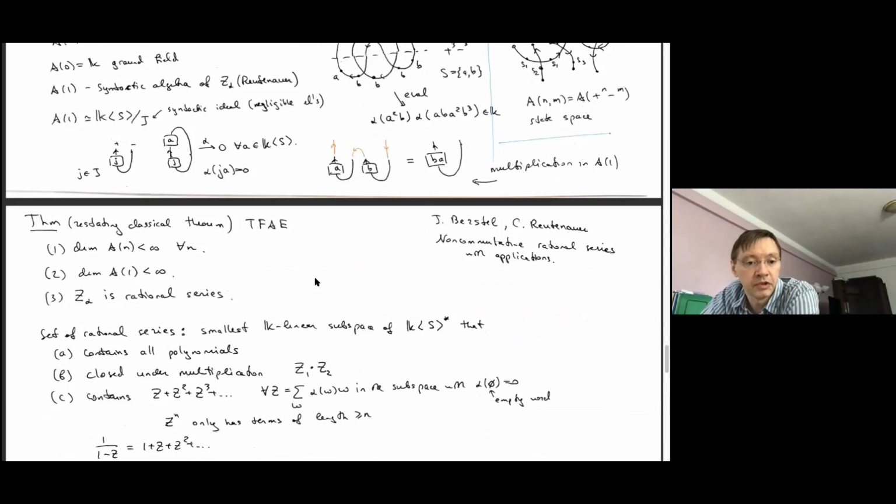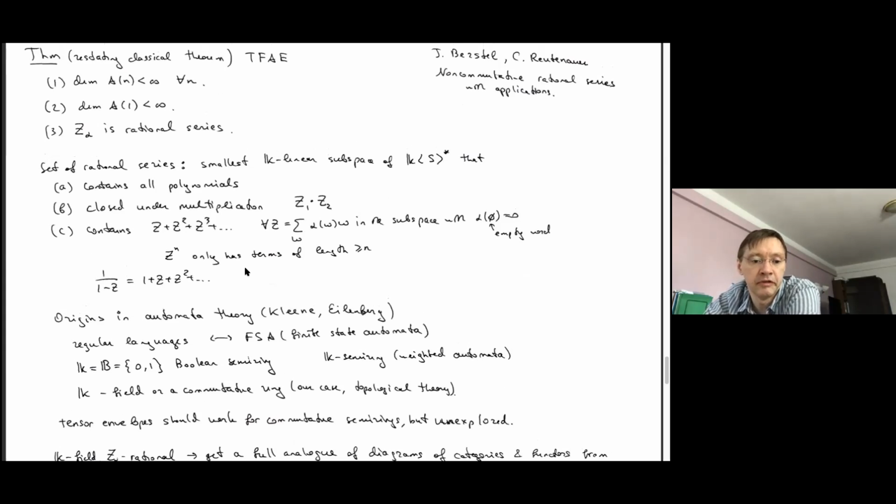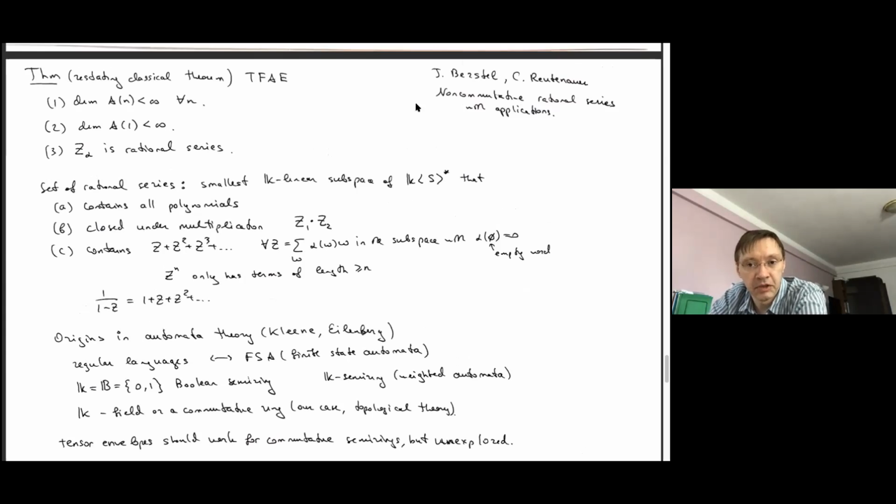And then the theorem. So we're stating a classical theorem, and this topological restatement would say that the dimension of the state space A1 is finite if and only if the dimension of any AN state is finite. If and only if it's rational. You just have to say what rational means for the series, and this is a classical subject in the foundations of computer science. This is a canonical reference, a book by Berstel and Reutenauer.